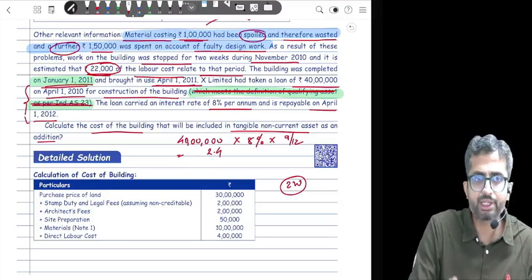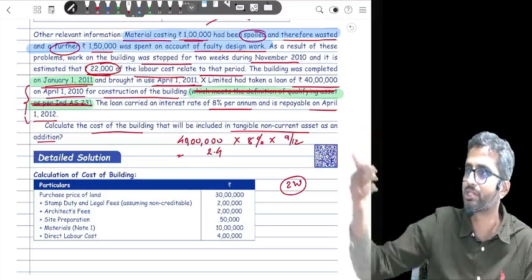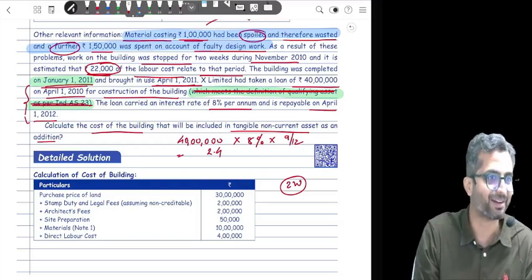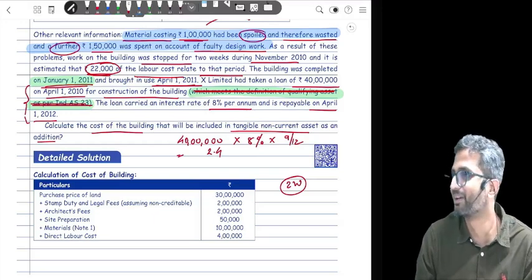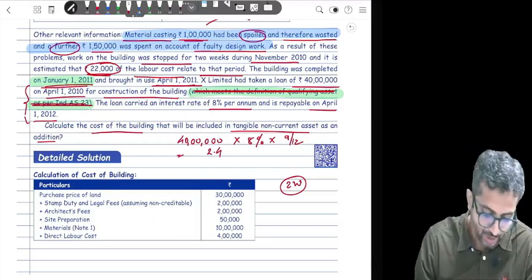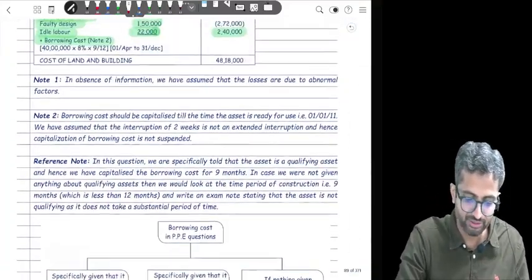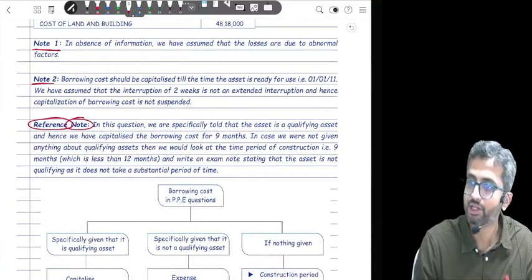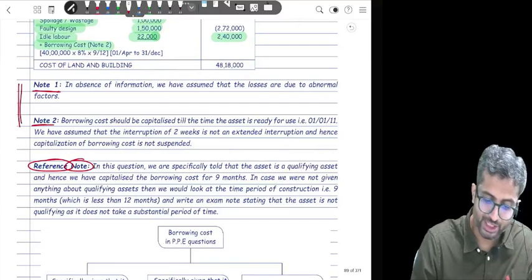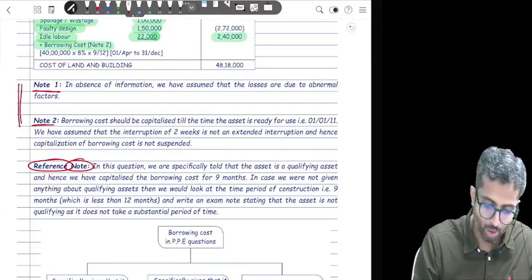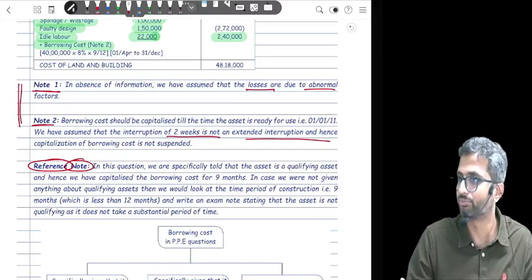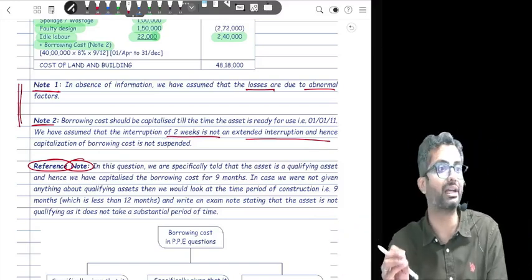And again, it's always advisable. If you see the first thing on your question paper, they say write working notes as part of the answer, give notes wherever required. So why should you wait for that? You give a note, that's absolutely fine. When you see your printed notes now, you will see 2-3 things. There'll be notes and then there'll be reference notes. Notes are something that you are expected to write in the exam. We have assumed that the losses are abnormal. Interruption of 2 weeks is not an extended interruption. You can write it in your own words, but we expect that you write this.